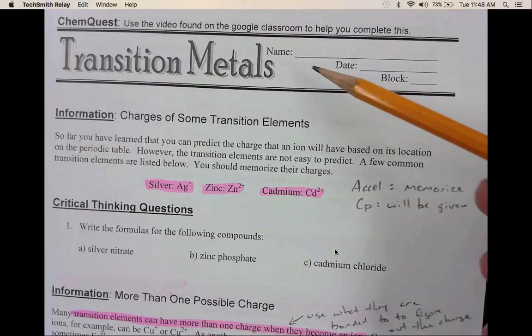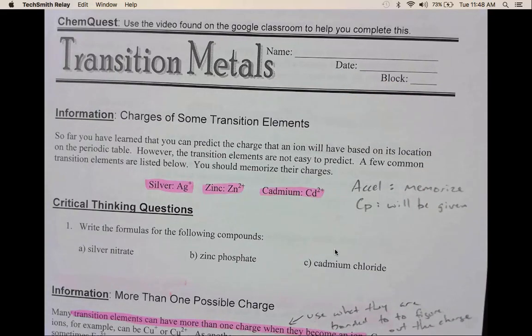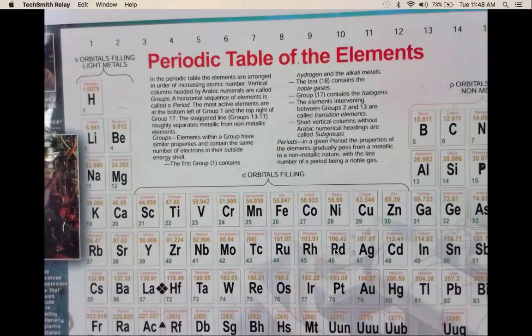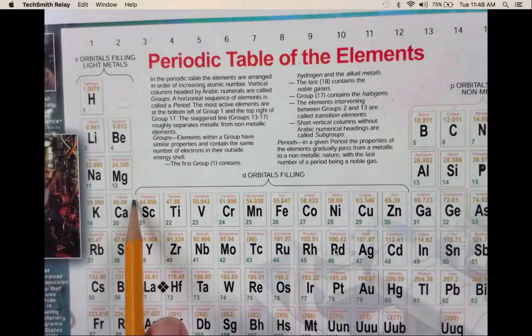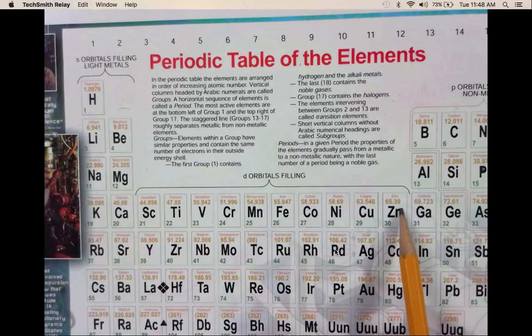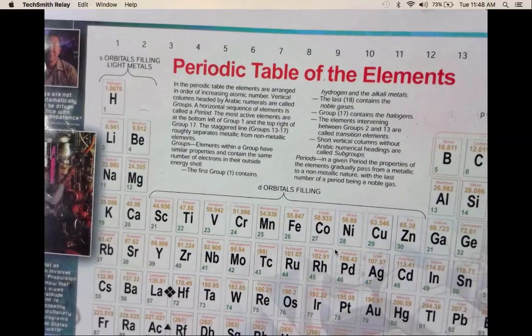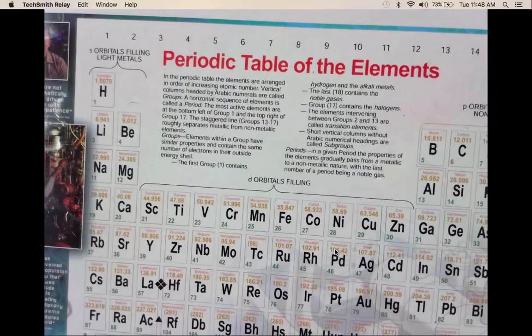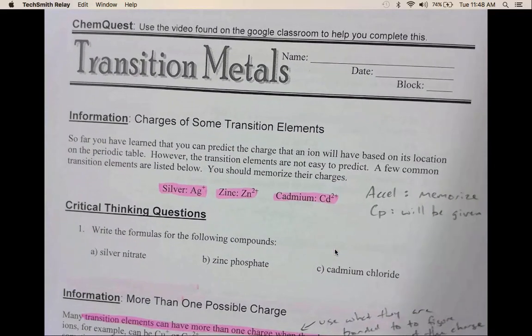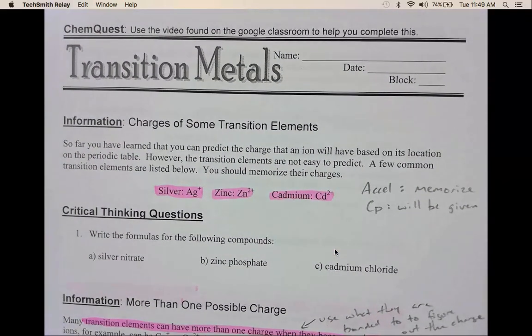Today we are taking a look at transition metals. So I just wanted to remind everyone about a couple things before we start. You have to remember that transition metals are located in columns 3 through 12 on your periodic table. Remember, because of how much energy the d orbitals have, the charges are very difficult to predict. So today we are going to take a look at transition metals and how to predict their charges.